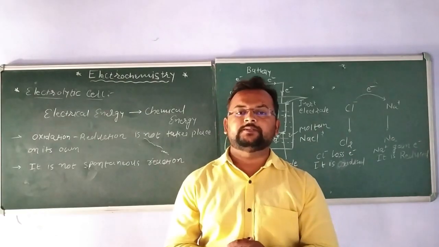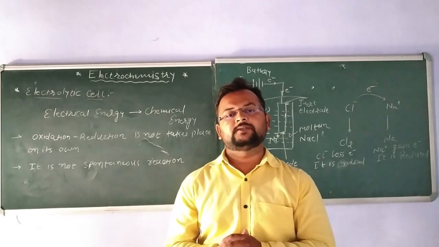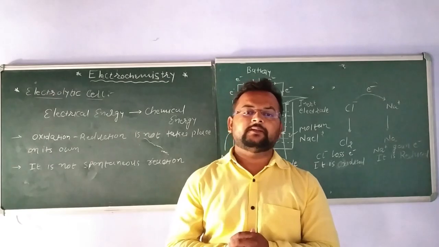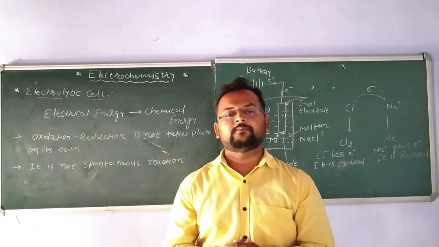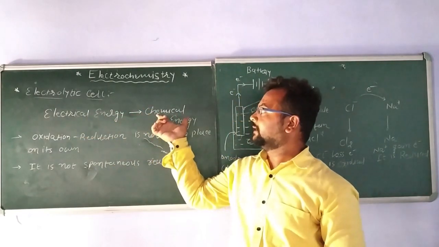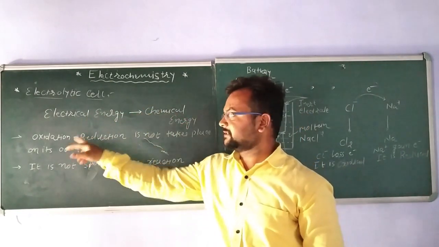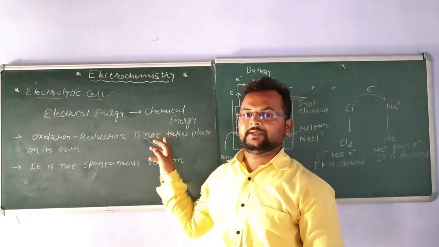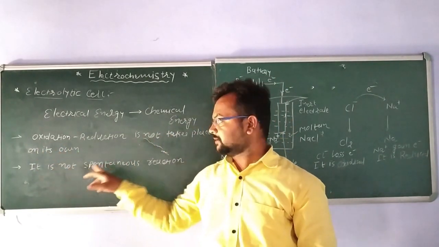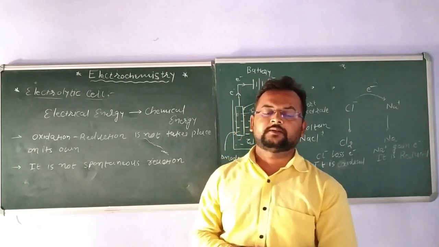Now the second point is the electrolytic cell, a device that uses electricity to make certain chemical reactions happen that wouldn't happen otherwise. That means electrical energy is converted into chemical energy. The oxidation reduction reaction does not take place on its own, so this reaction is not a spontaneous reaction.